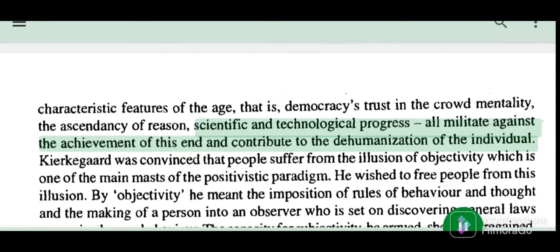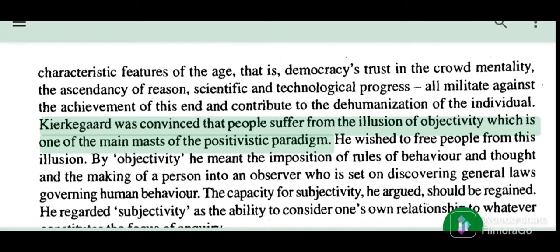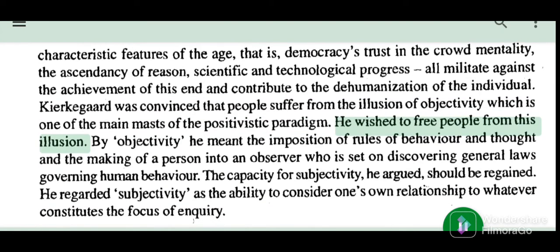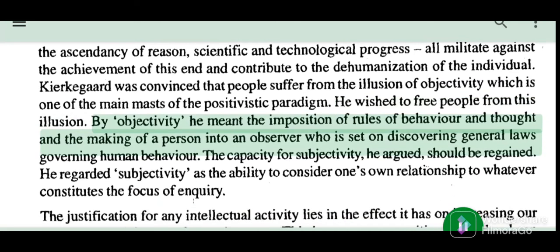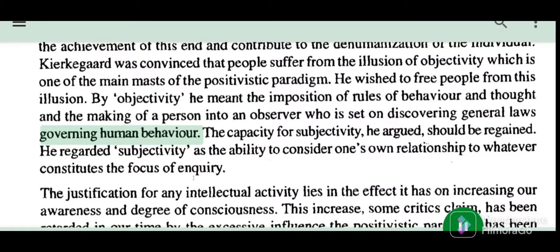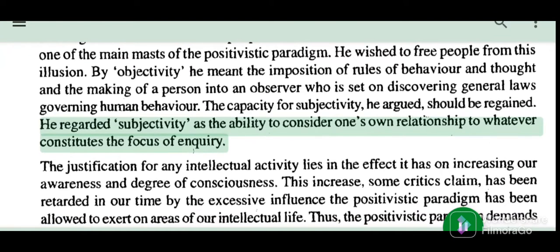Kierkegaard was convinced that people suffer from the illusion of objectivity, which is one of the main masks of the positivistic paradigm. He wished to free people from this illusion. By objectivity, he meant the imposition of rules of behavior and thought and the making of a person into an observer who is set on discovering general laws governing human behavior. The capacity for subjectivity, he argued, should be regained. He regarded subjectivity as the ability to consider one's own relationship to whatever constitutes the focus of inquiry.